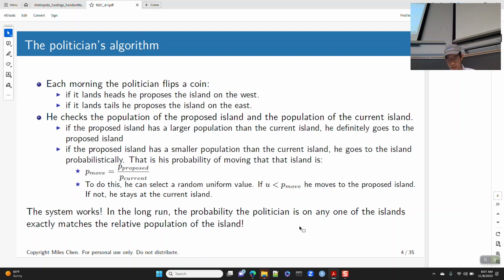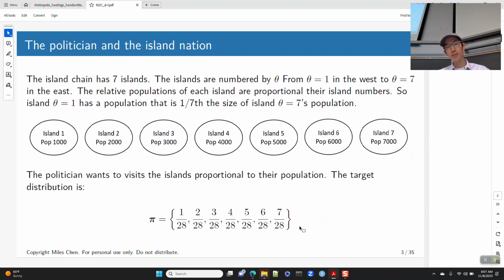The algorithm that the politician uses is he flips a coin in the morning, and if the coin lands heads, he's going to propose the island to the west, that is, the island that's a number lower than him. And if the coin lands tails, he'll propose the island to the east. Even though these are specific numbers, this can be generalized to basically any kind of discrete distribution with any kind of values.